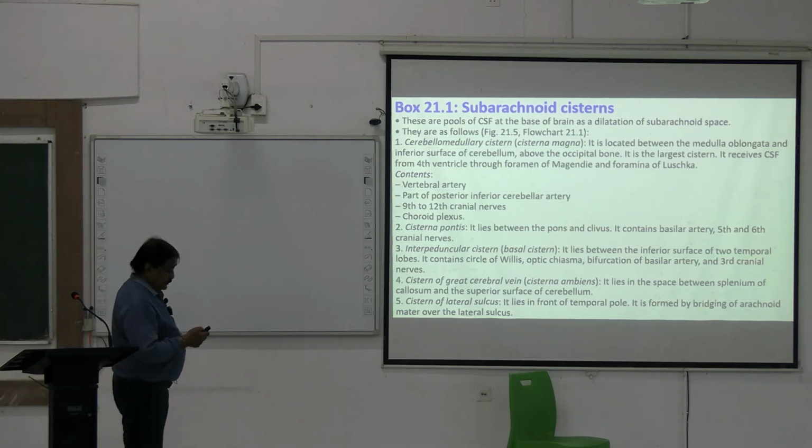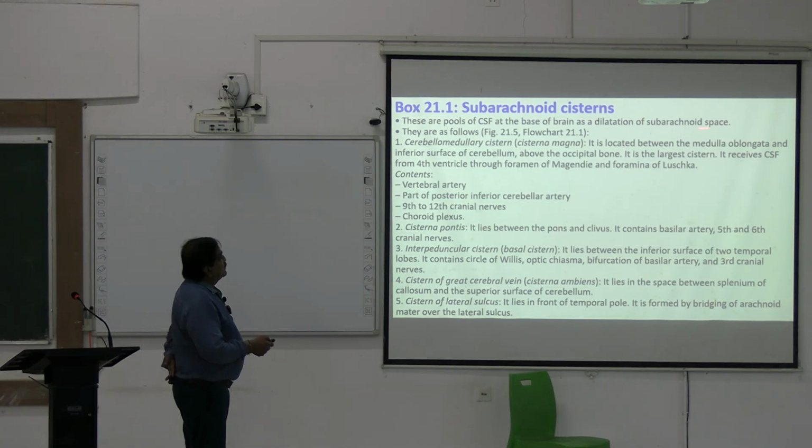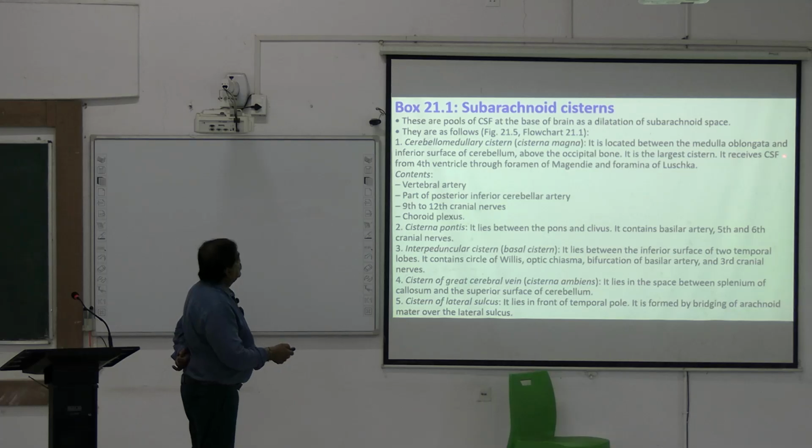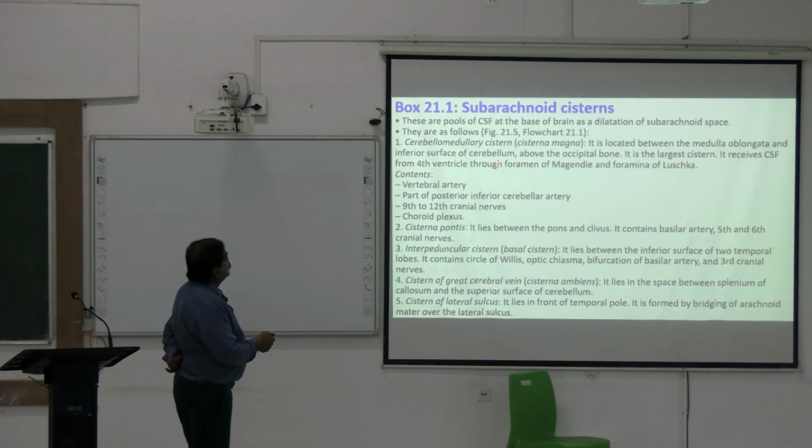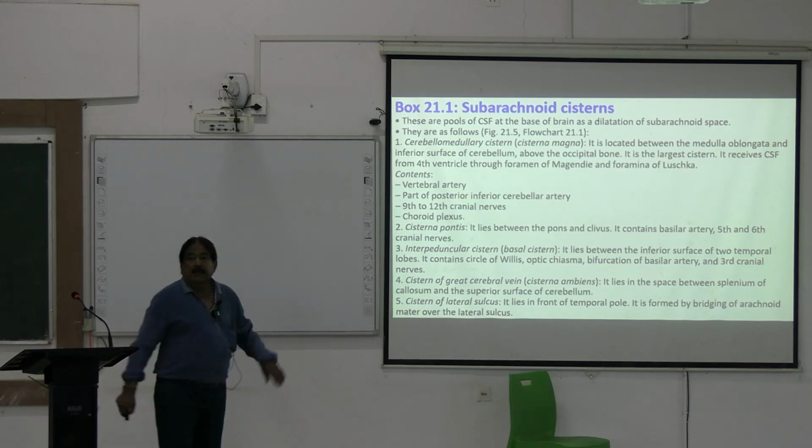Subarachnoid cisterns: these are pools of CSF at the base of the brain, dilatations of the subarachnoid space. They are as follows: cerebellomedullary cistern, cisterna magna. It is located between the medulla oblongata, the inferior surface of the cerebellum, and the occipital bone. It is the largest cistern. It receives CSF from the fourth ventricle through the foramen of Magendie and foramina of Luschka.